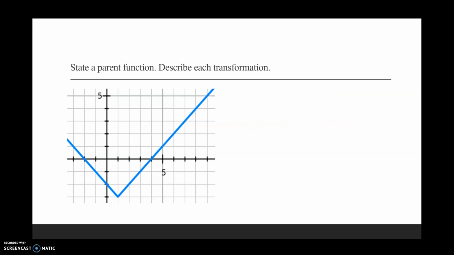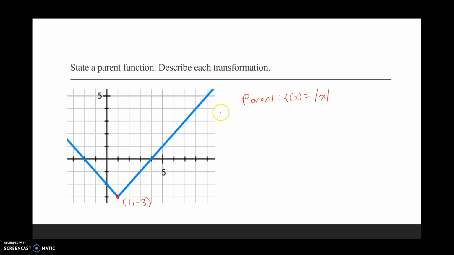Okay, how about this one here? So this one here, the parent function, again, you can say it with me. It's f of x is equal to the absolute value of x. We know that this is the case because it's that V shape. Let's see, I see the vertex is all the way down here, and it's at 1, negative 1, 2, 3, negative 3. Okay, so that's our new vertex.